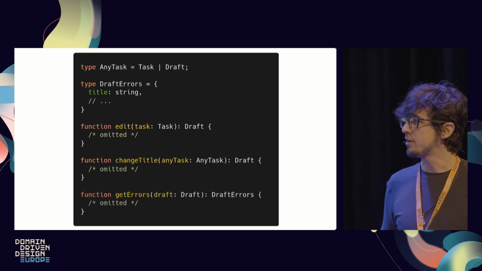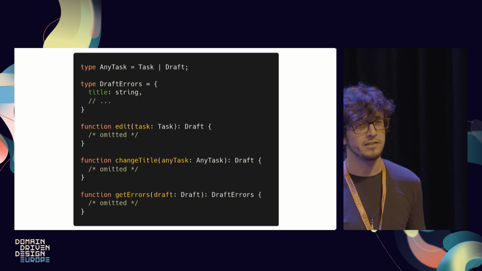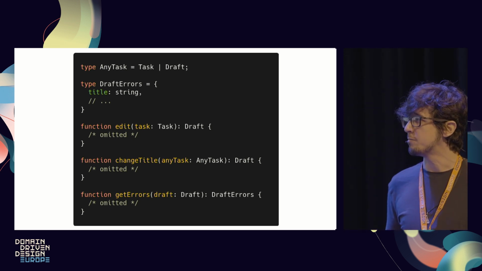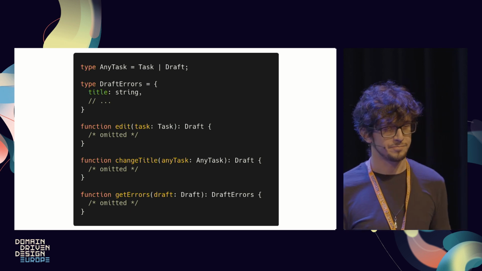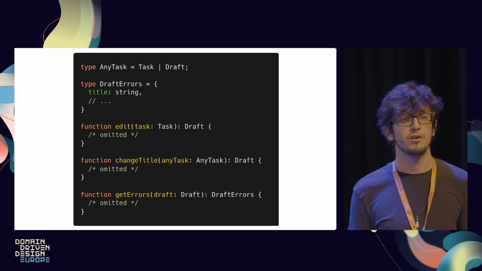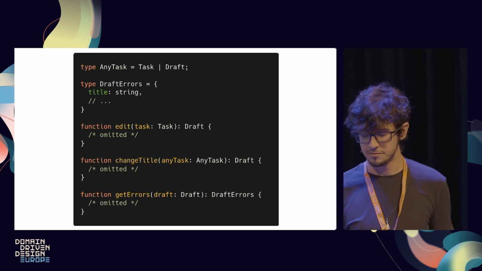And then in the last part, you're going to have a function that receives that permissive aggregate and returns the set of all the errors that might be present in it. And notice that all of this happens only in the front end. None of this code is making any requests. This is just the domain code.